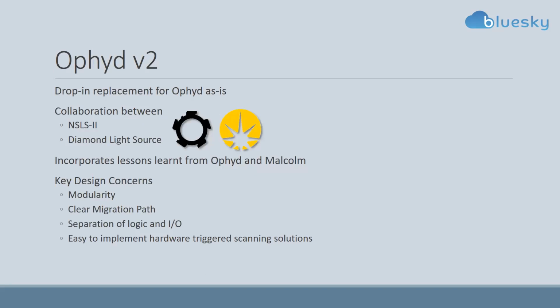So Ophyd v2 is an amalgamation of Ophyd and Malcolm, incorporating lessons learned from both and jointly developed by NSLS-II and Diamond. Our key design concerns are modularity, a clear migration path, because if you just try and develop a new library and drop the existing one, no one's going to adopt it, separation of logic and I/O, we'll get to that, and easy to implement hardware triggered scanning solutions. This is something that Ophyd v1, the current version, struggles with a bit, and so we were hoping to bring our expertise to that.